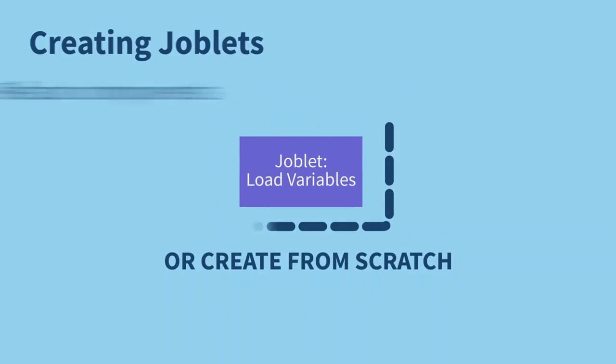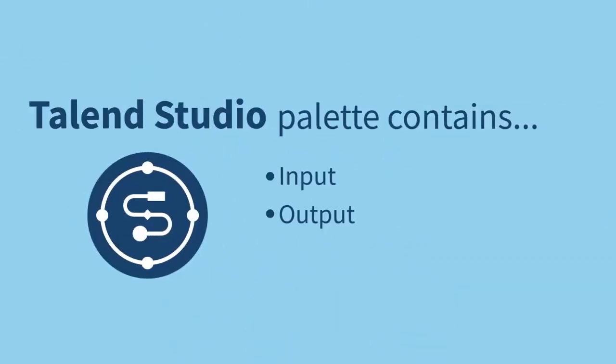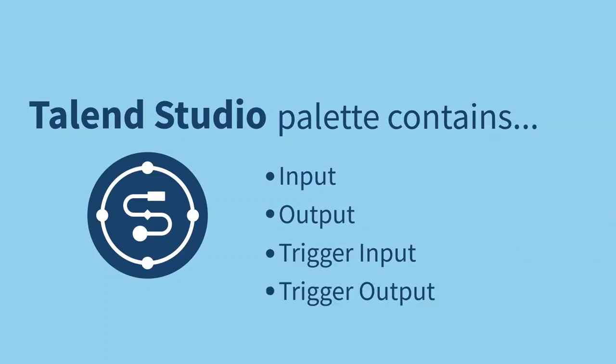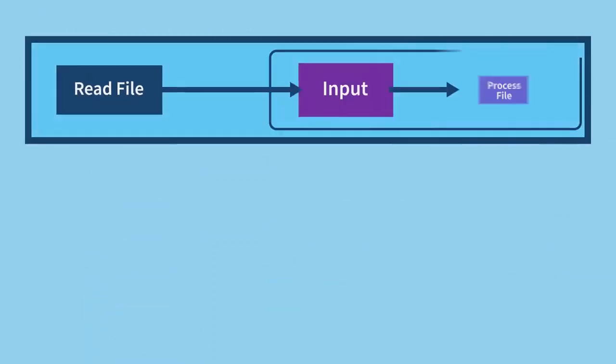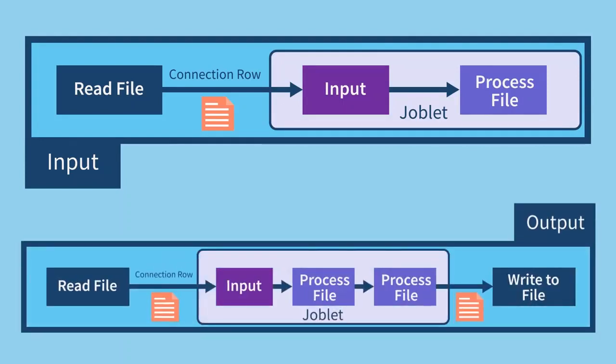In Studio, the palette contains four components: input, output, trigger input, and trigger output that you can use specifically to create joblets. You can use the input and output components to exchange data. For example, this joblet's input component receives data from the main job, while the output component returns data to the main job. You can use these components in conjunction with row connections of the main job.